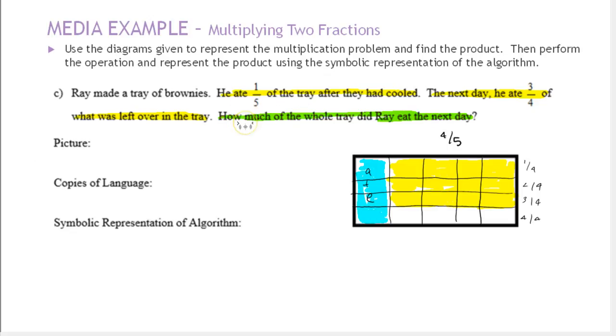Now the question was, how much of the whole tray did Ray eat the next day? So what is this yellow part relative to the whole tray? Well, the whole tray has, let's see, this was 3/4 in this direction. The whole tray has 5, 10, 15, 20 pieces. Notice that's the product of the denominators. So each piece, the way we have it now, is 1/20 of the tray.